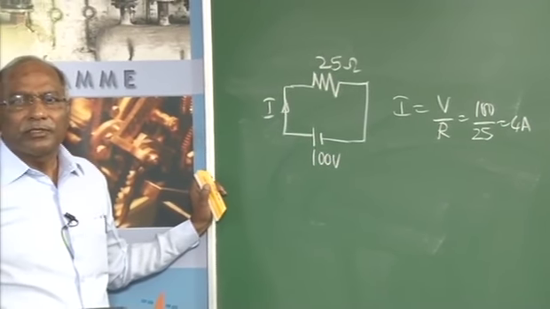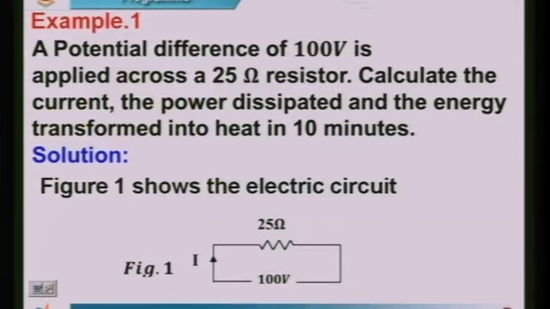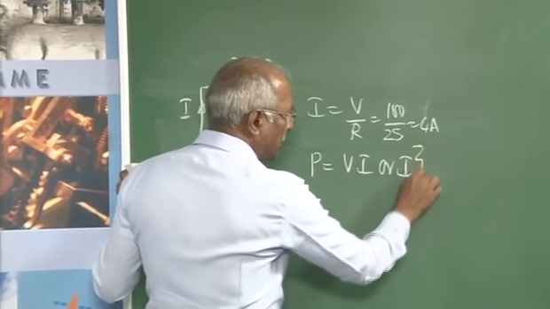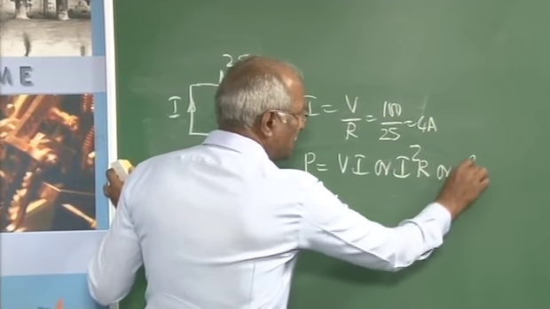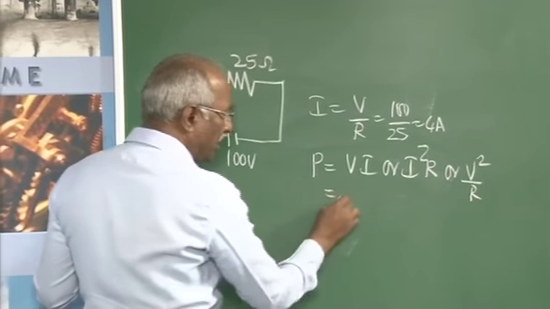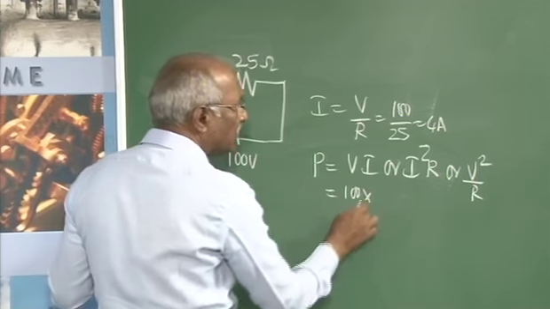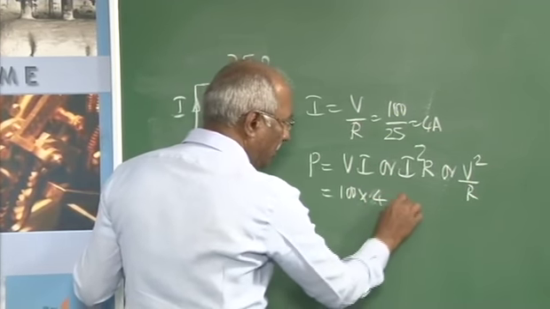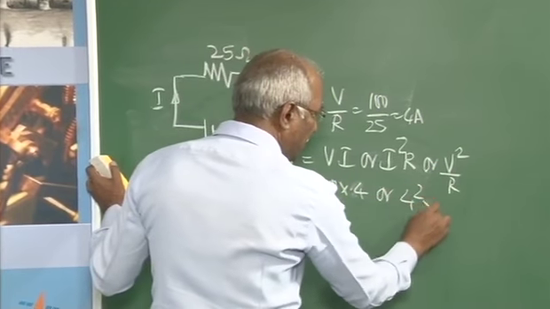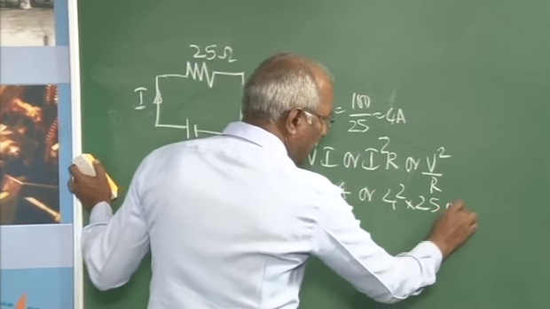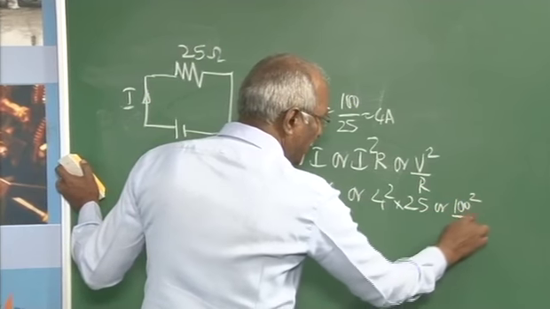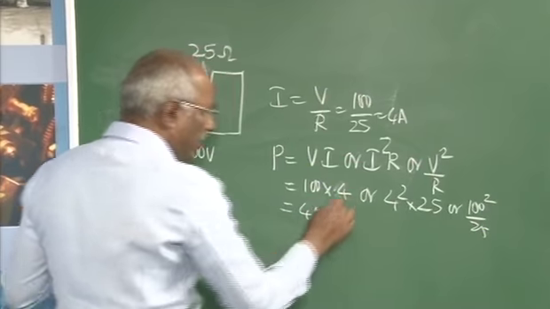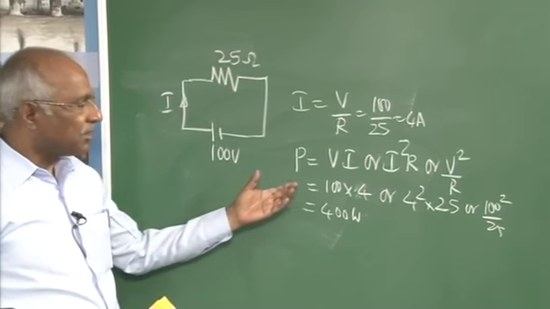When it comes to power dissipated, P is equal to VI, or I square R, or V square by R. Here this will be 100 into 4, or it will be 4 square into 25, or it is 100 square by 25, gives 400 watt. Work out in any way, you should give the same result.